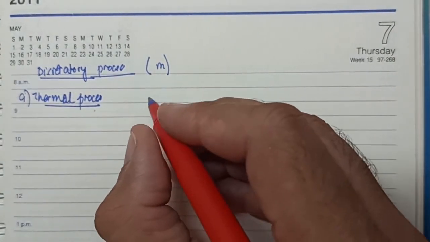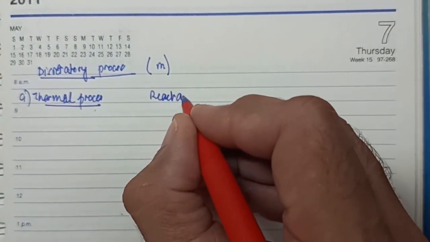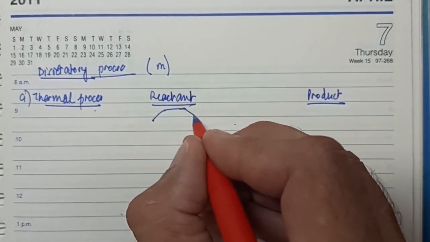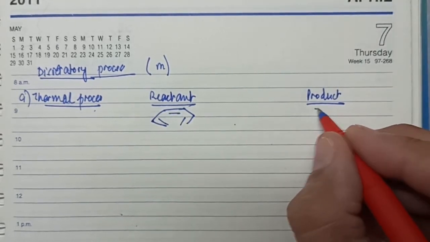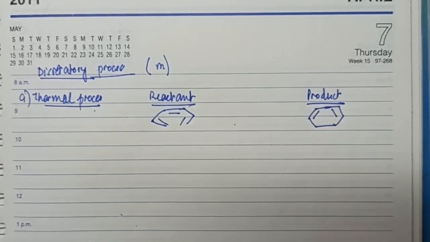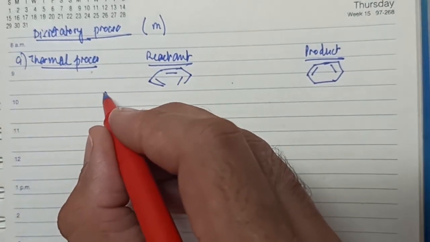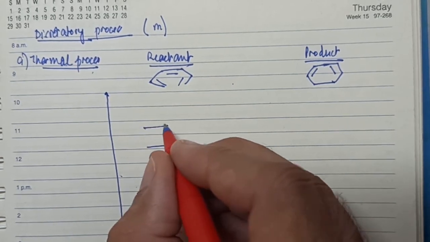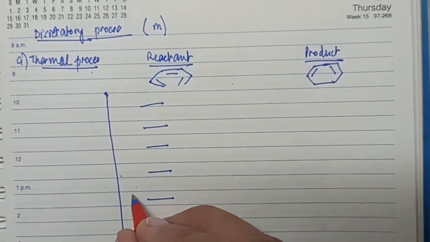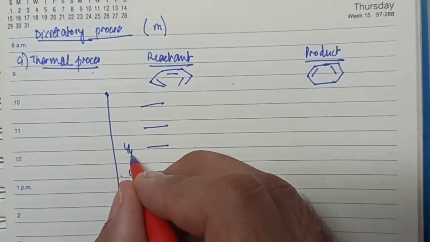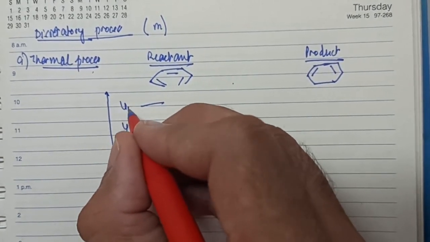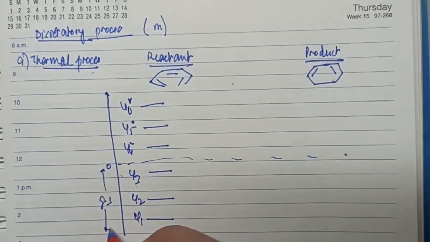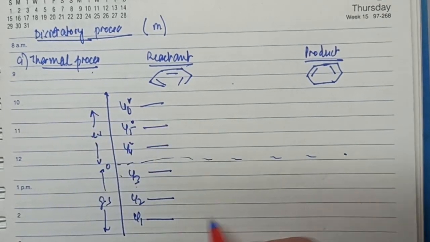Now my reactant is hexatriene and my product is cyclohexadiene. I have to write the molecular orbitals of the reactant and the molecular orbitals of the product. Again, the same as what we have done earlier. Psi1, psi2, psi3, psi4 star, psi5 star, psi6 star. The zero of energy, the ground state, and this one is the excited state.